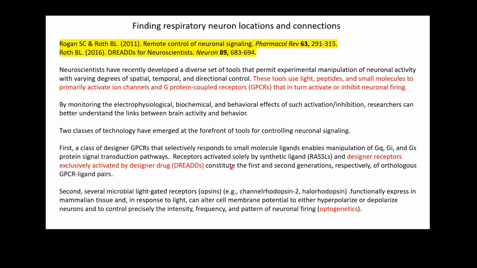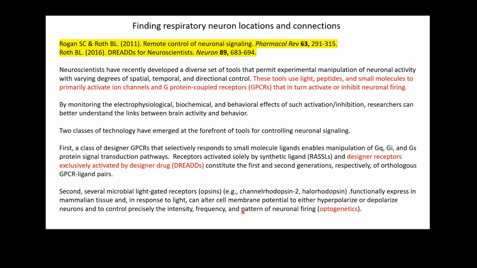And so that is about the best you can do to localize a stimulus or an inhibition in cells that you have already identified by their receptor characteristics. The other thing you can do is use light-gated receptors, opsins, channelrhodopsin here, halorhodopsin, that you can get various target cells to express, and they respond to light to alter the cell membrane potential. And so they can hyperpolarize or depolarize, or in other words, they can inhibit or activate these neurons.